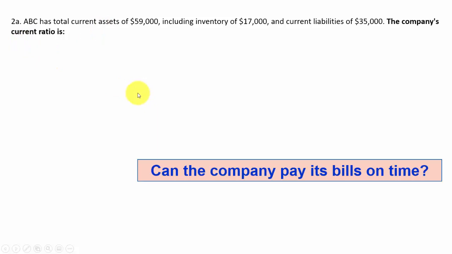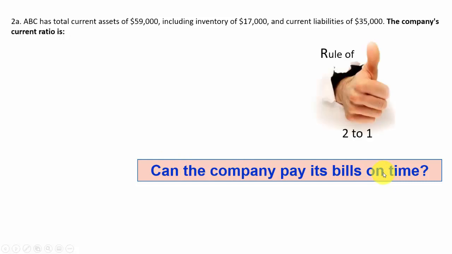Current ratio tries to answer the question, can the company pay its bills on time? And the rule of thumb is they should have twice as many current assets as they do current liabilities, or the ratio should be 2 to 1. So current ratio is current assets divided by current liabilities.